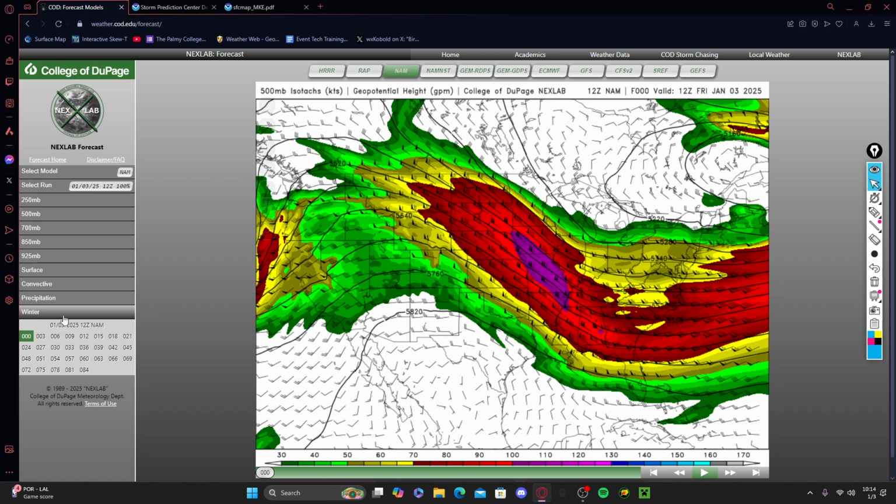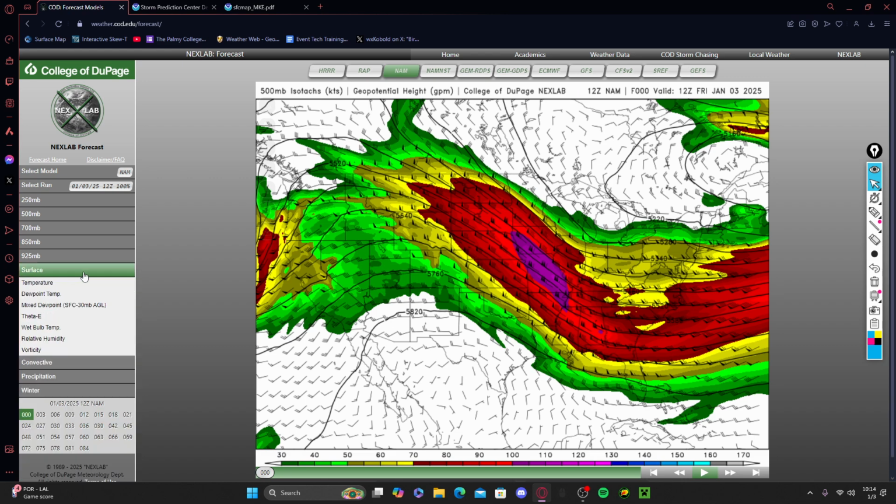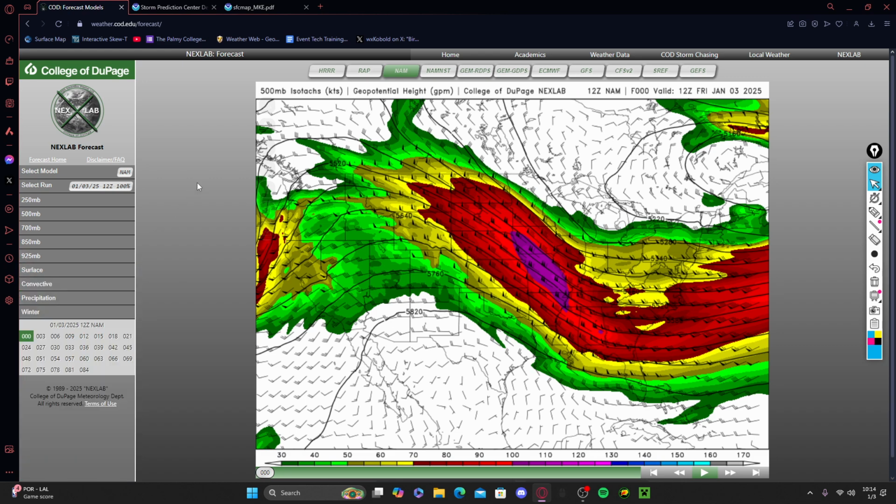You can see all these different models here. I have winter weather, precipitation, convective. There's all sorts of things here I can use. Also, if you're confused on where I am, if you're ever watching a video, you can actually just check up here. Yeah, you'll see where I am.